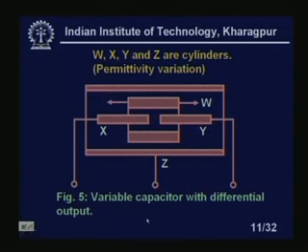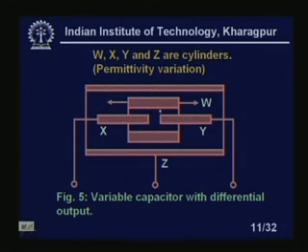Now, X, Y and Z are cylinders. In this case you see the permittivity variations, a variable capacitor with differential output. You see what will happen here: this is Z basically, the outer bigger cylinder. We have a capacitance between X and Z; X is a solid rod, Y is also a solid rod, and Z is a cylinder. So, normally I have a capacitance between X and Z and a capacitance between Y and Z. Now here the dielectric medium W I am varying, that means its position is getting varied.